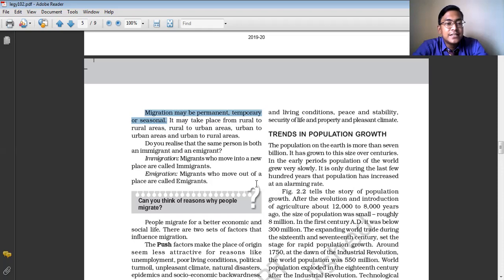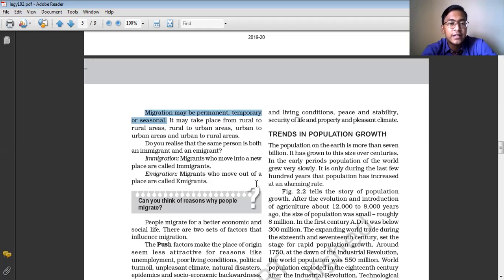And seasonal migration basically takes place in the rural areas. In the rural areas, seasonal migration takes place because agricultural practice is not carried out throughout the year. There is a gap in this agricultural practice. So during the time when there is no agricultural practice, there is a particular time period when the farmers do not have any work in the agricultural fields. So in that particular time, they move to the nearby urban areas to work as laborers, or in some other jobs and all.